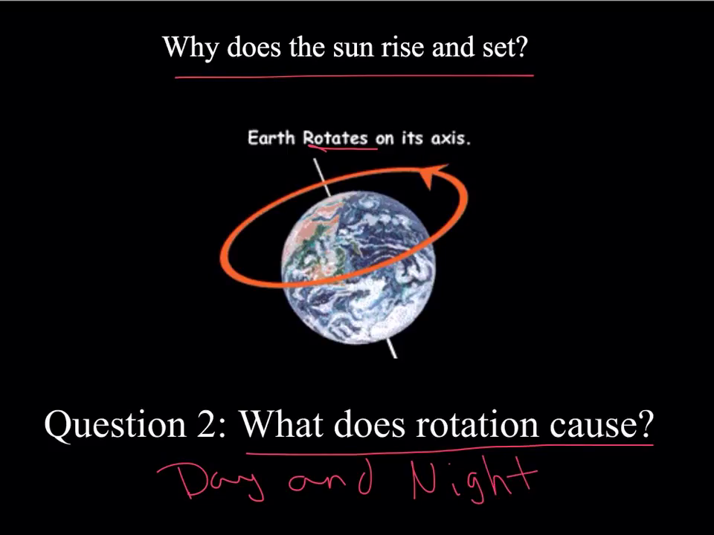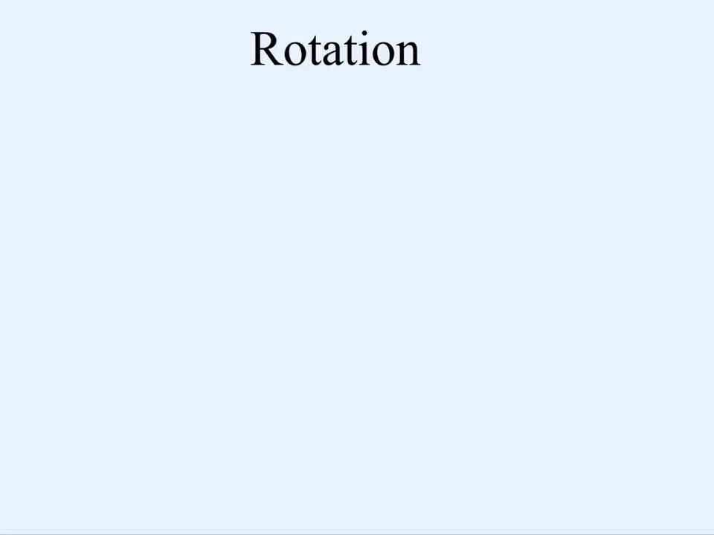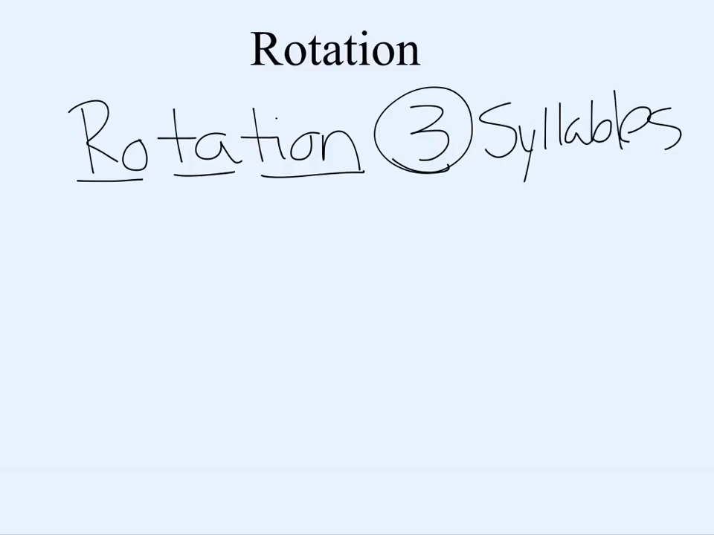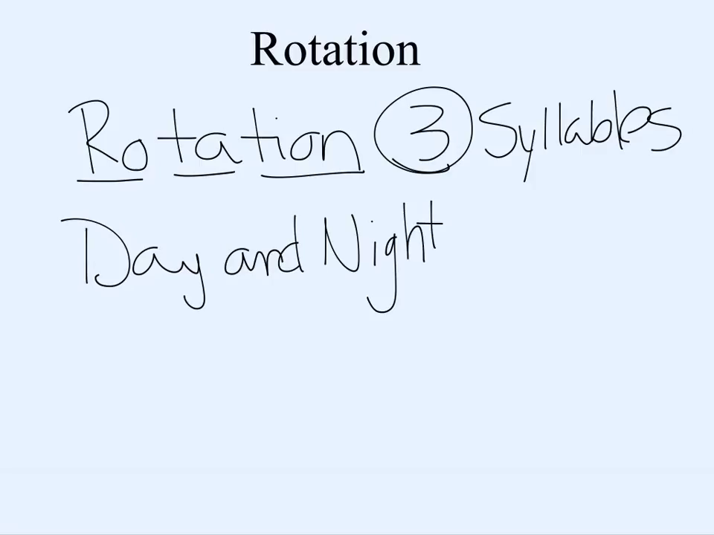Now let's look at some strategies I like to use for rotation. When we look at the word rotation, how many syllables does that word have? Great job, there are 3 syllables. Ro-ta-tion. So the magic number here is 3 syllables. If rotation causes day and night, how many syllables are in that phrase? Great job, 3. Rotation causes day and night.